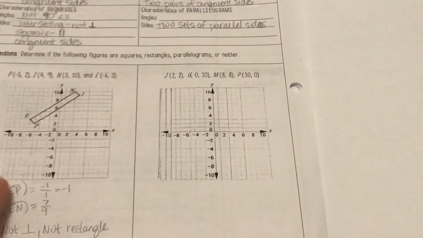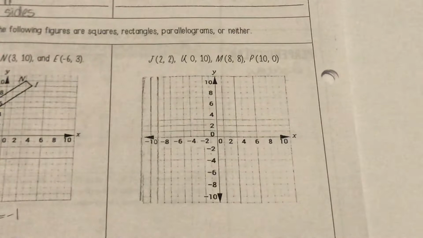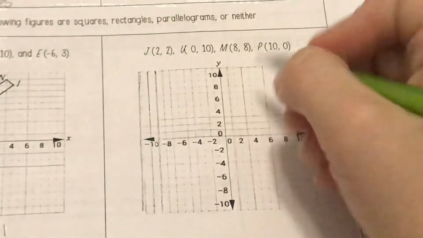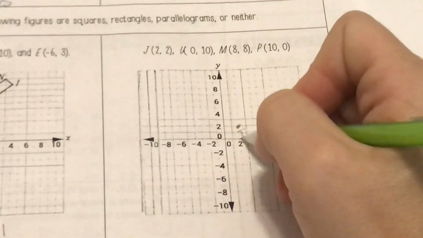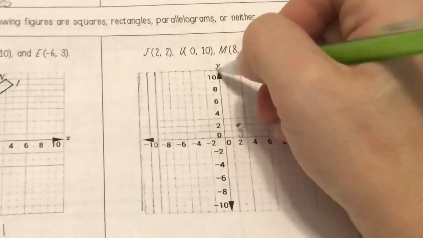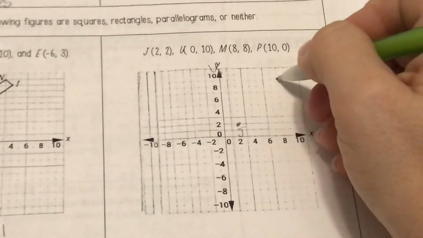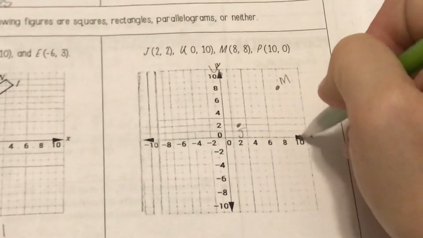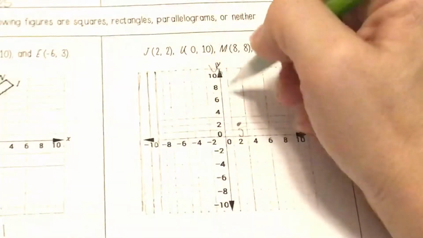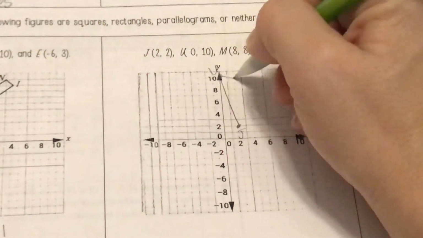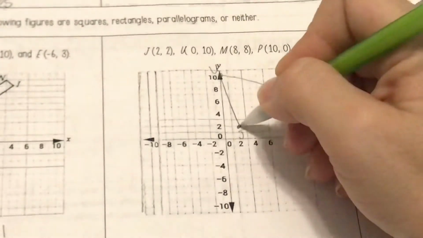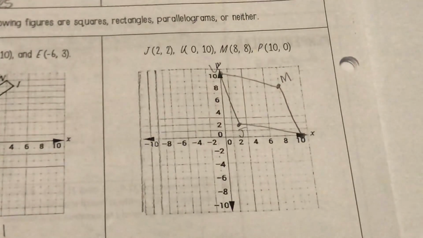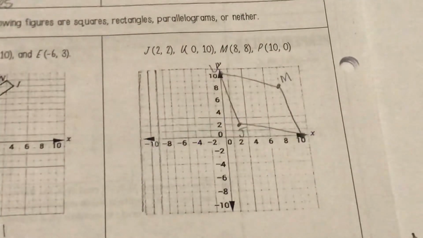Okay, so the next one, for quadrilateral JUMP, we need to plot this: J is 2, 2, U is 0, 10, M is 8, 8, and P is 10, 0. All right, so let me connect those. All right, straight-ish lines. Okay, so just looking at it, is it a square or a rectangle?